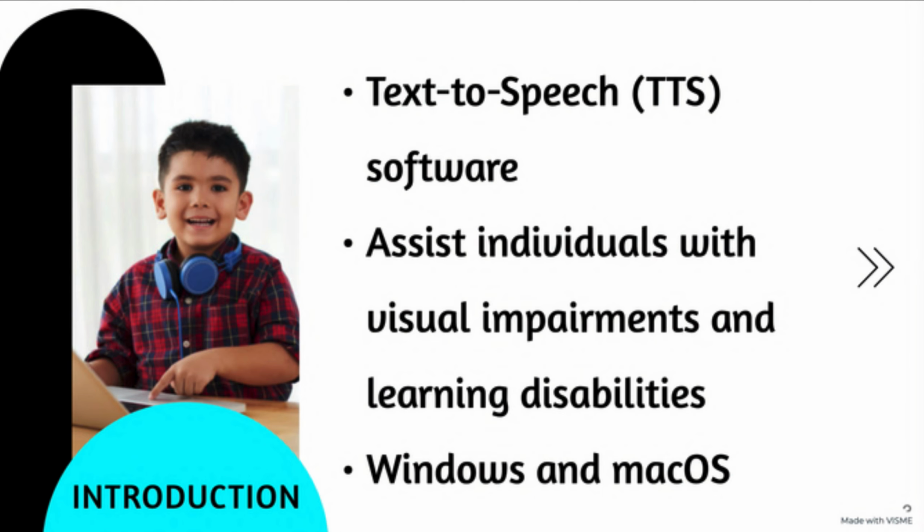NaturalReader is a text-to-speech software that converts written text into spoken words. It's designed to assist individuals who may have difficulties reading, such as people with visual impairments or learning disabilities. NaturalReader is currently available for both Windows and Mac OS platforms.